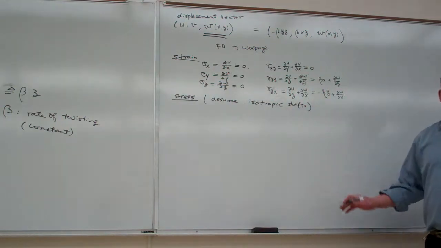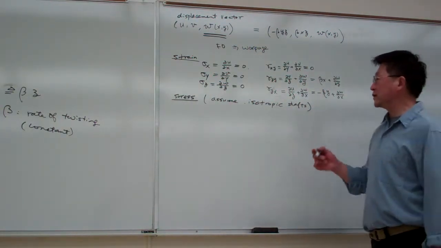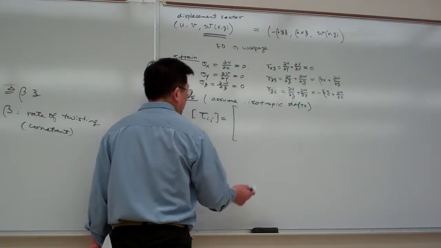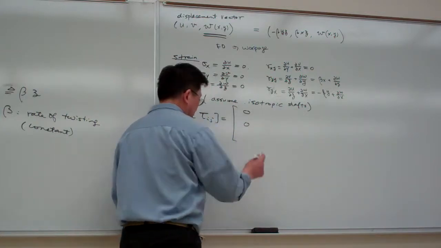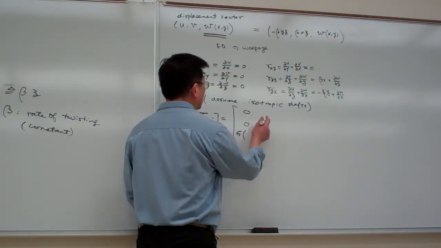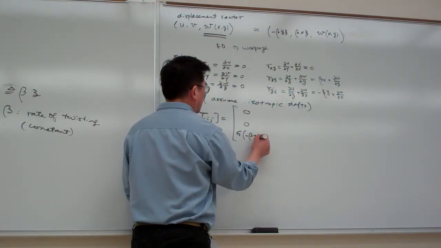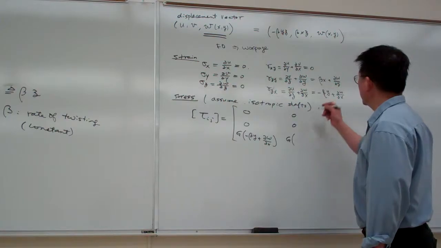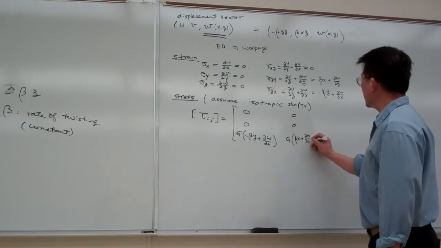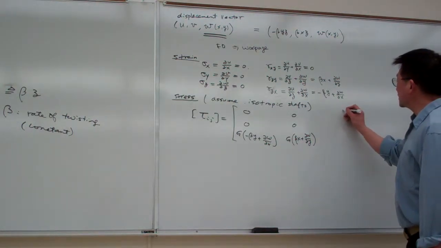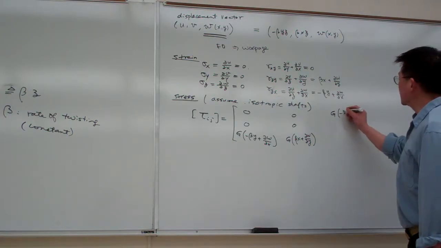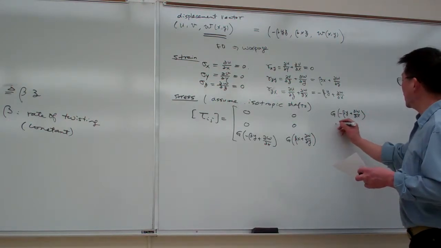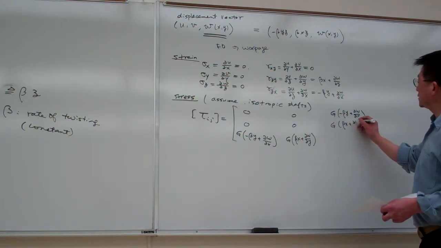Of course, if you like, you can extend to non-isotropic. But for isotropic, you can see the ij will take this form: 0, 0, and this will be G times (the z x minus beta y plus partial w partial x), and 0, 0, G times (beta x plus partial w partial y). And then symmetric, so this will be G times (minus beta y plus partial w partial x) and G times (beta x plus partial w partial y).